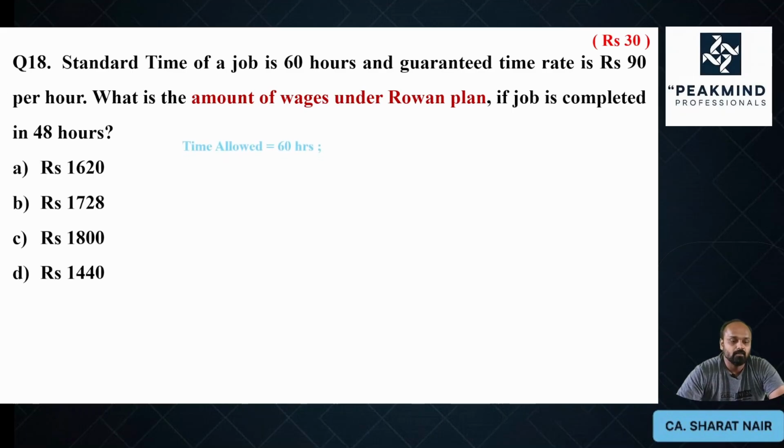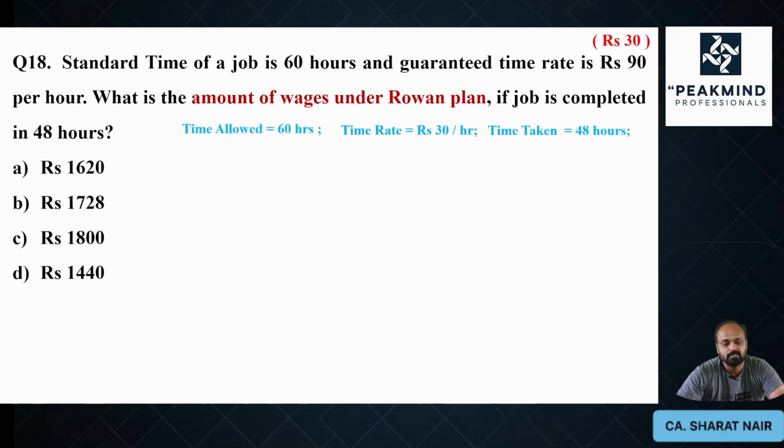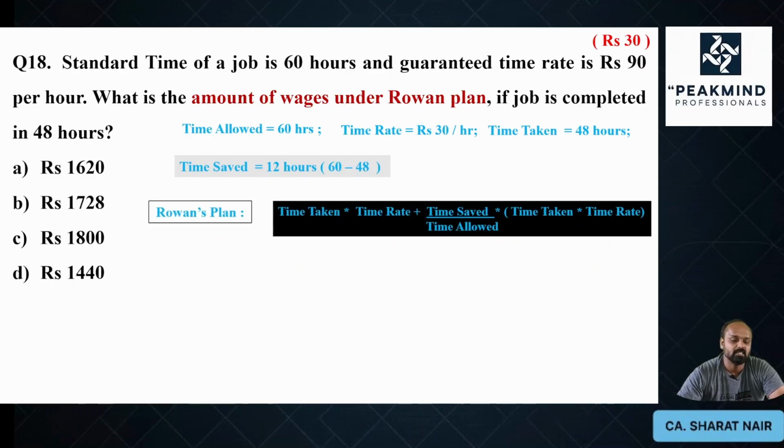Now time allowed is 60 hours, time rate is 30 per hour, time taken is 48 hours. Now time saved is how much? 60 minus 48, which is 12 hours. Now what is the Rowan's plan formula? It is time taken into time rate plus time saved divided by time allowed into time taken into time rate.